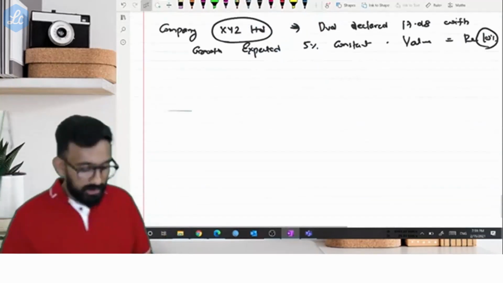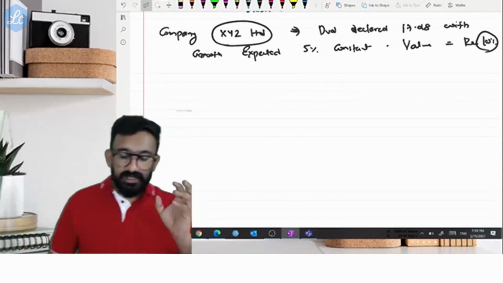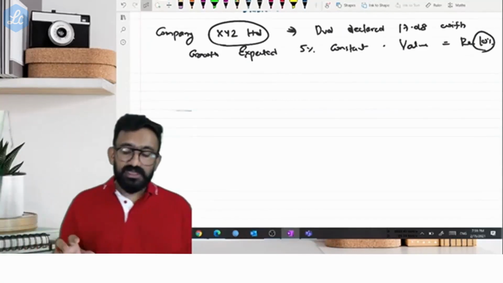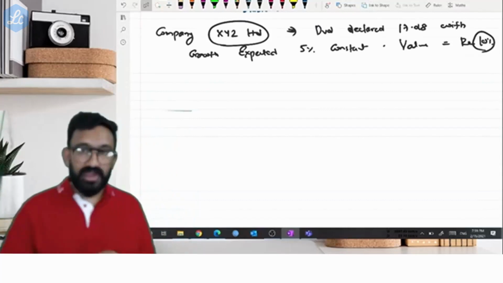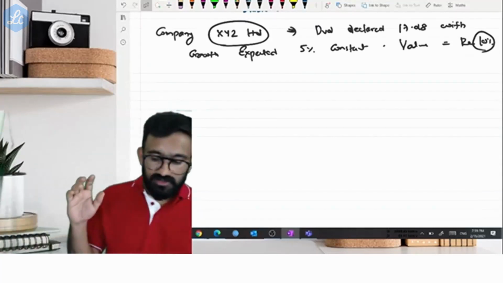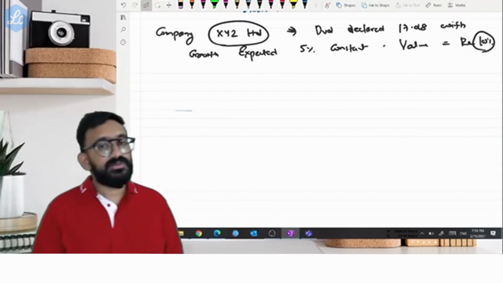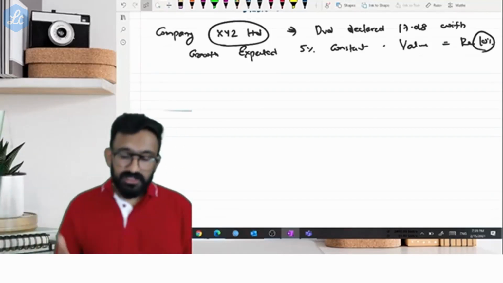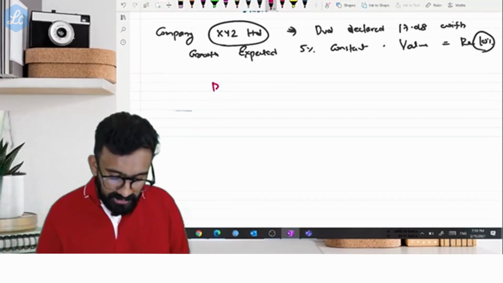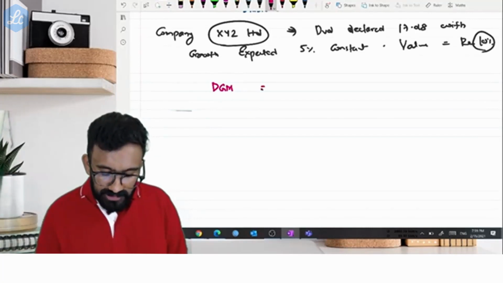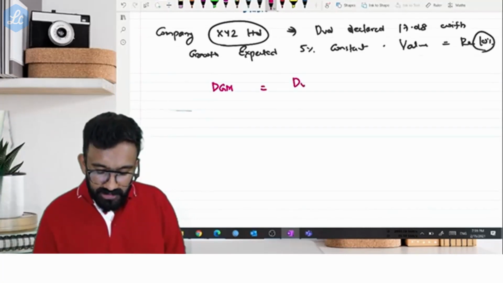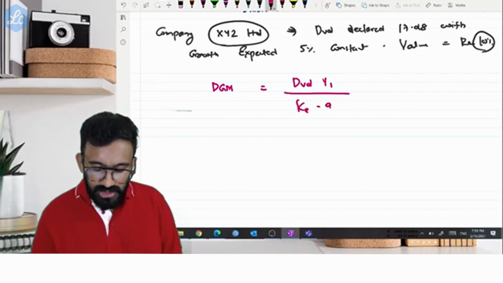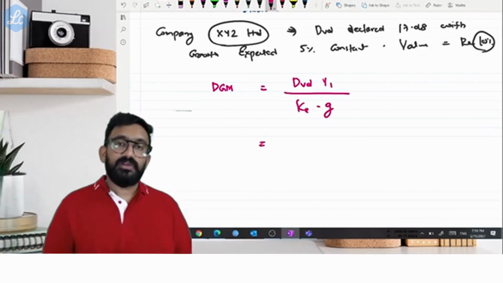So if you ignore the above example and concentrate only on this particular question, if I am expecting a company is going to be growing at 5% from their dividend, which is already declared, and their discount rate is 10%, then here I can simply use my dividend growth model and say that my dividend at the end of year 1 divided by KE minus g will be my value today.